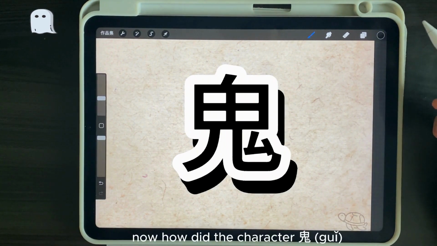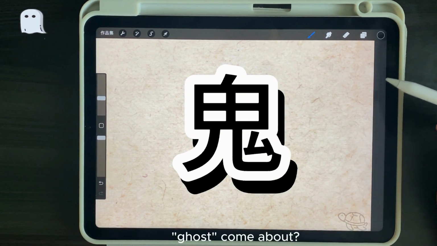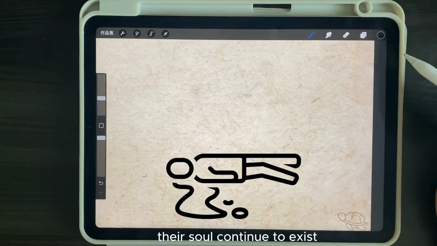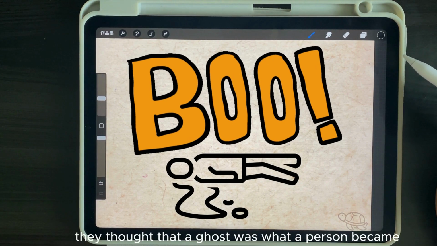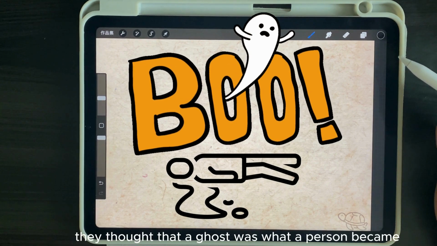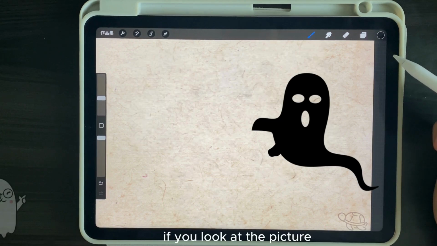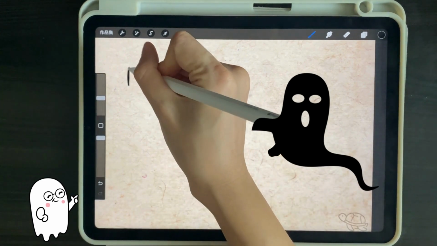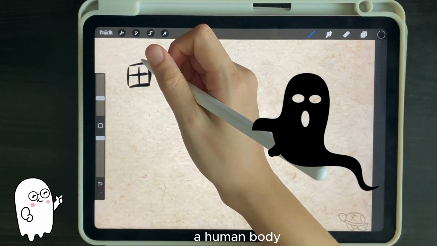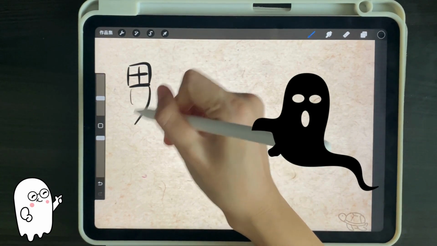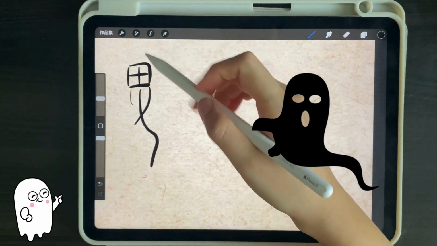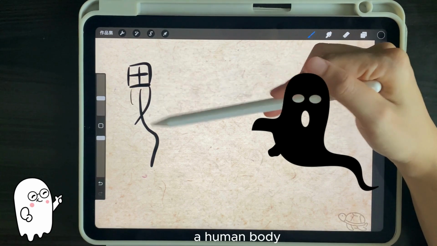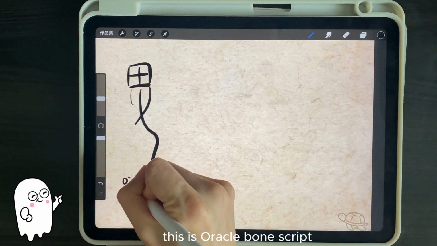Now, how did the character 鬼 ghost come about? In ancient times, people believed that when a person died, their soul continued to exist. They thought that a ghost was what a person became after death. If you look at the picture, it initially shows a soul, a human body with a scary face, a human body. This is oracle bone script.